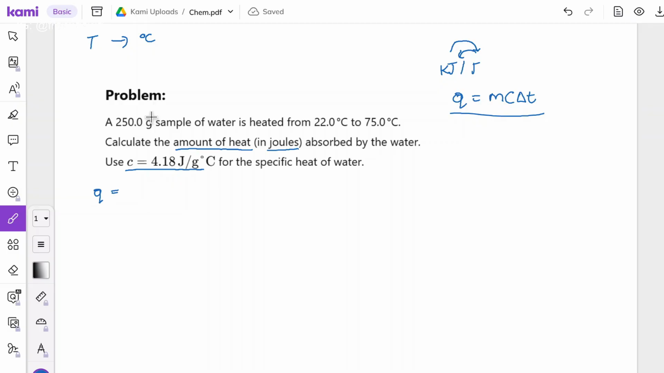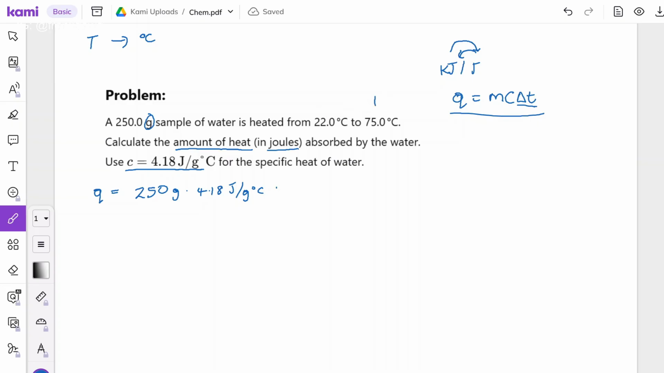So we're lucky enough that they gave us the mass in grams and not kilograms, so we don't have to start converting all the way to grams. So you just put 250 grams here multiplied by the heat capacity, which is 4.18 joules per gram Celsius. And then finally, the temperature. Since it's a change in temperature, you're changing it from this to this.